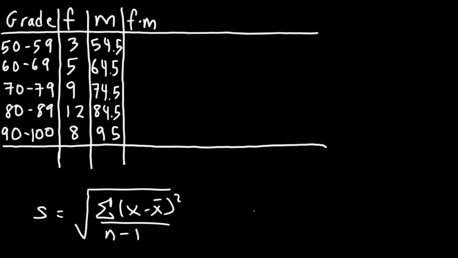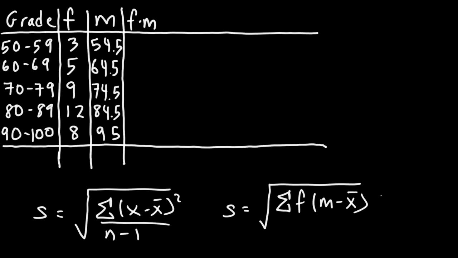Now, we're going to modify this equation for this particular type of problem. So whenever you're dealing with group data, you can calculate the sum of the square of the deviations by multiplying the frequency by the difference between the midpoint and the mean, and then you have to square those results, divided by n minus 1. So we're going to be using this formula in this video. So just keep that in mind.